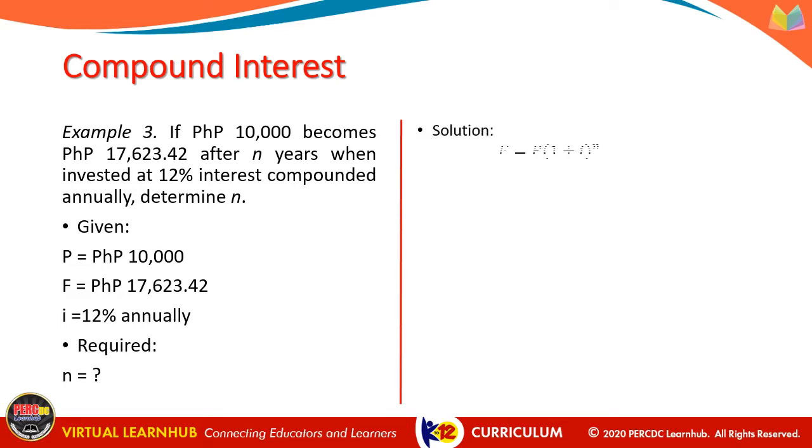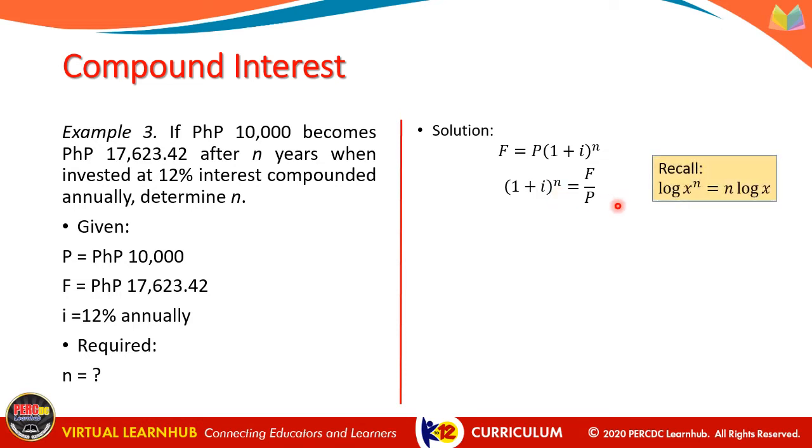For our solution, we note that future value F is equal to principal P times quantity (1 + i) raised to n. We are going to determine the value of this exponent n, okay? We can transpose P to the other side of the equation, and we can write it as F over P is equal to (1 + i)^n, okay?